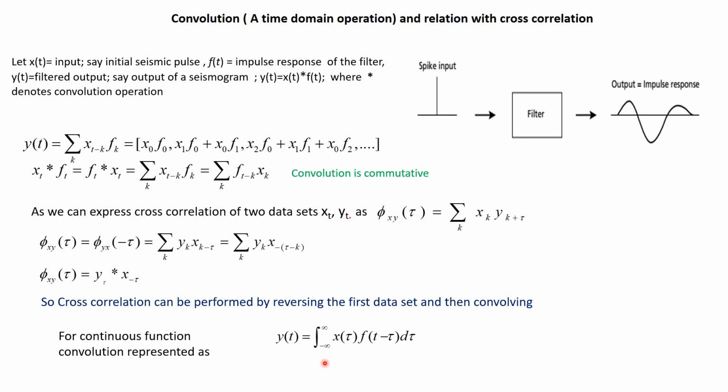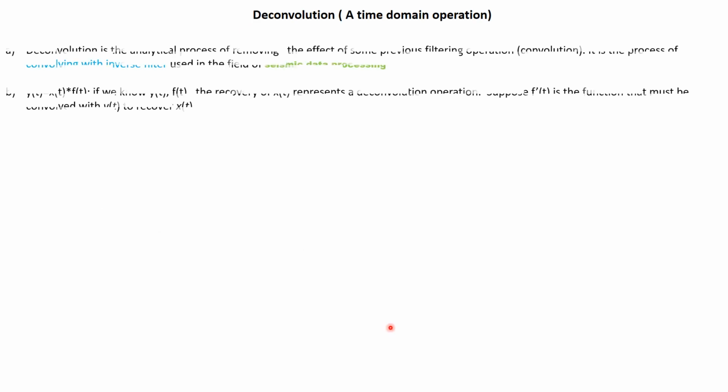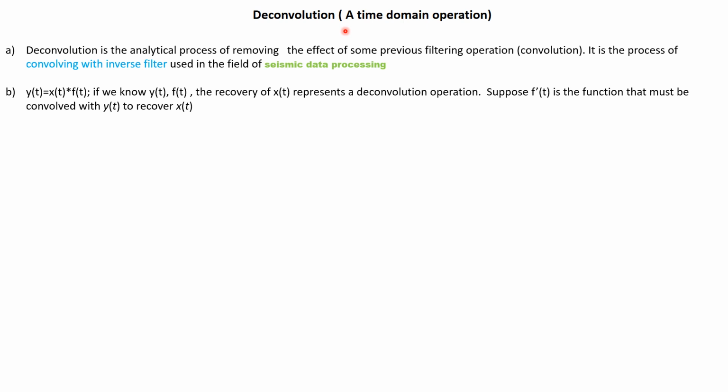For a continuous function, it can be defined as the integration of x of tau f of t minus tau. You can remember the cross correlation is f of tau minus t, that is, reversing the data set only. Now, this operation is very important in seismic data processing. I'll be giving an introduction only. In my next lecture, I may give the detailed application and the details of the deconvolution operation.